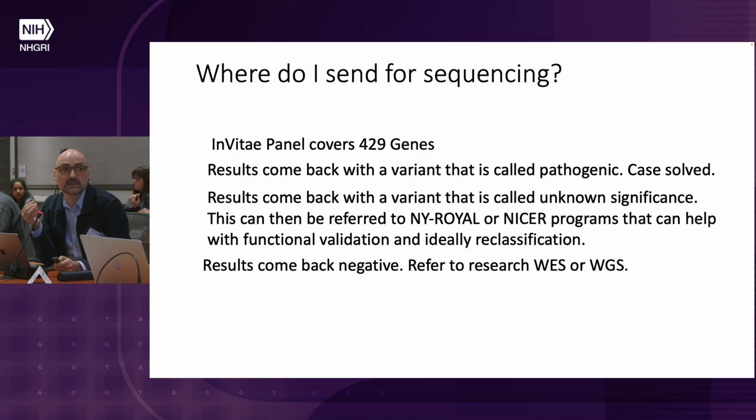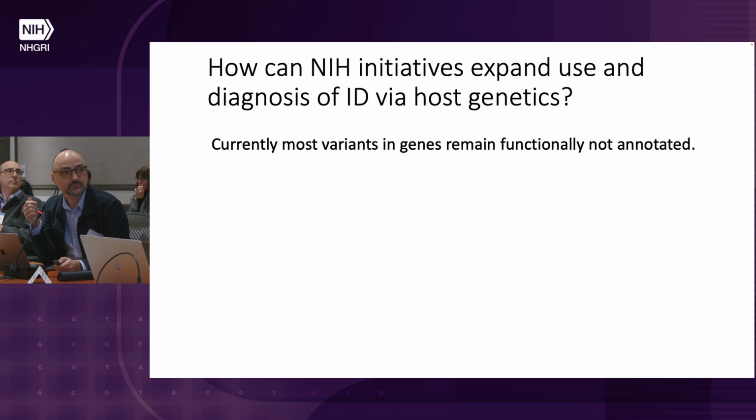What happens is that if you decided that it was worth it to do a 429 gene panel, it's probably good to refer to research, whether it's a whole exome or whole genome sequencing research, that can then again start the same process with us identifying novel variants or even novel genes that can cause these infectious diseases or immunodysregulatory syndromes. Okay. So how can NIH initiatives expand use and diagnosis of infectious diseases via whole genetics?